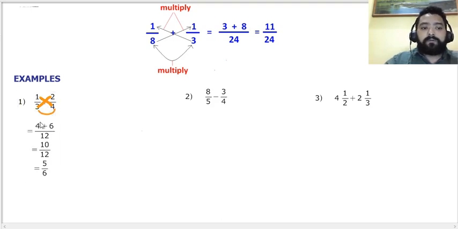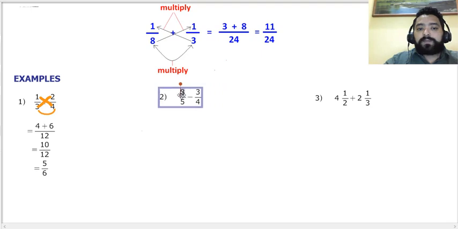Remember, 1 times 4, 4. 3 times 2, 6. We copy the plus because it's an addition. 4 plus 6, 10, and then 3 times 4 is equal to 12. So at the end, we're going to have 10 over 12. If we simplify, we're going to have 5 over 6.